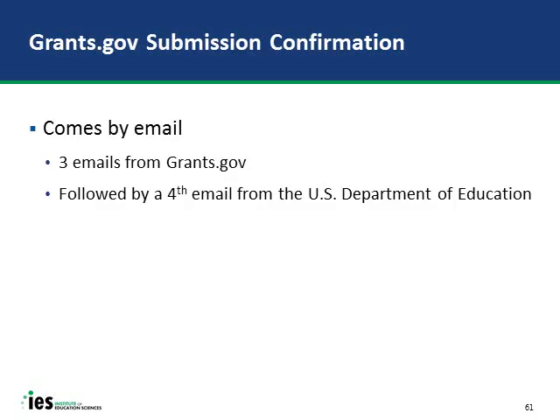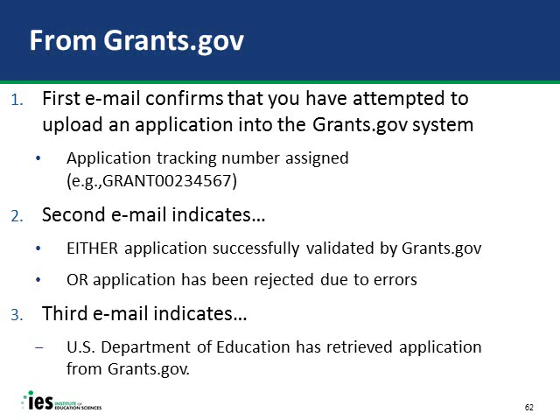You will get confirmation of your submission from Grants.gov and IES in the form of 4 emails. The first 3 emails come from Grants.gov, and the 4th email comes from IES, U.S. Department of Education. The first email confirms that you have attempted to upload your application to Grants.gov. At this point, your application will be assigned a tracking number that starts with GRANT.